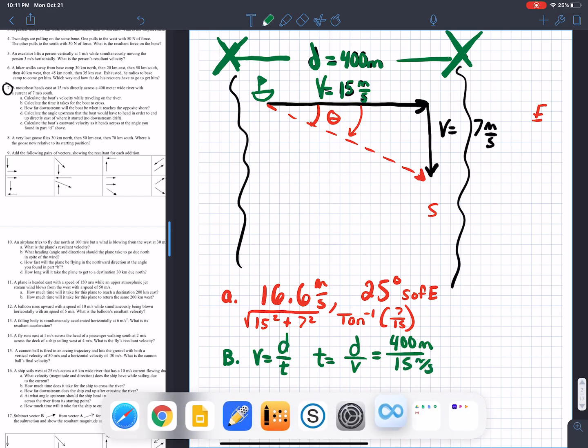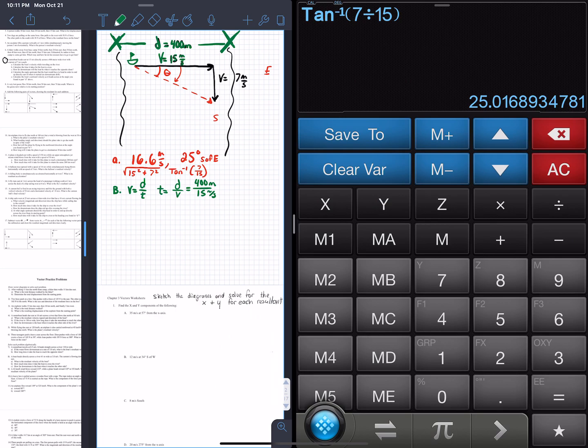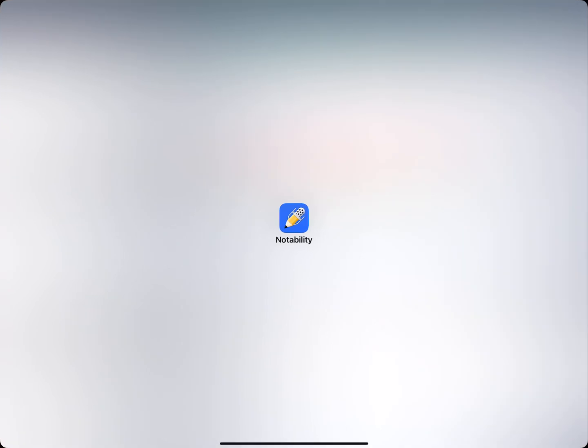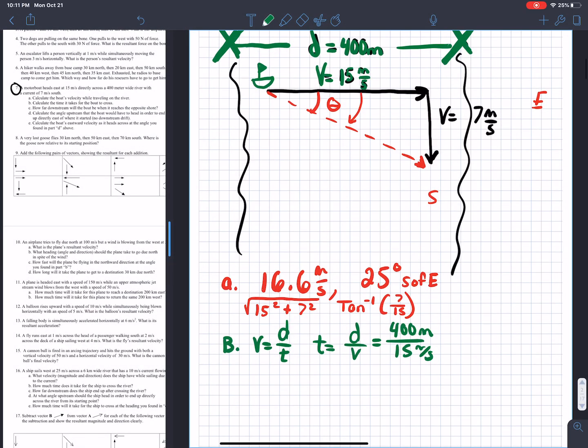So how much time is it going to take for that boat to get across the river? 400 divided by 15 gets you 26.7 seconds. So the time to get across the river, 26.7 seconds is what it's going to take to get across the river. All right.